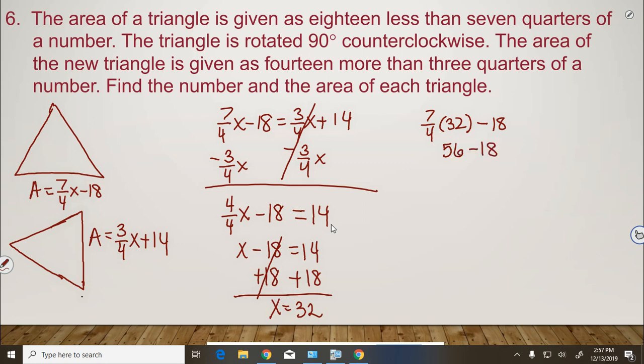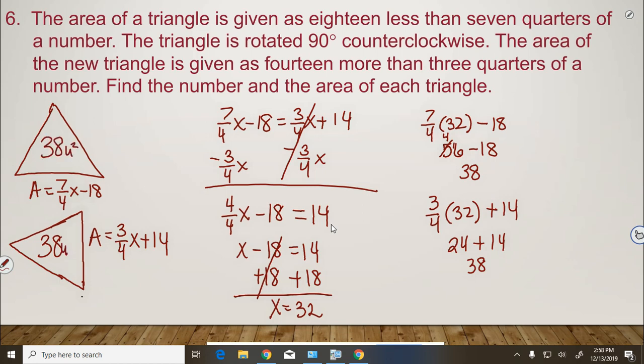And 56 minus 18, well, I can't do 6 minus 8, so I borrow. So it's 16 minus 8, which is 8, and 4 minus 1 is 3, so it's going to be 38. And if I try it in the other one, I should get the same answer. 32 divided by 4 is 8, times 3 is 24. And just as expected, 24 plus 14 is also 38. So the area of both the triangles is 38 units squared.